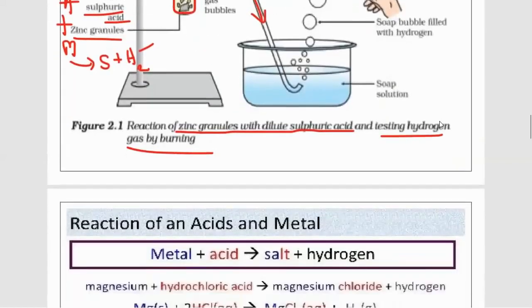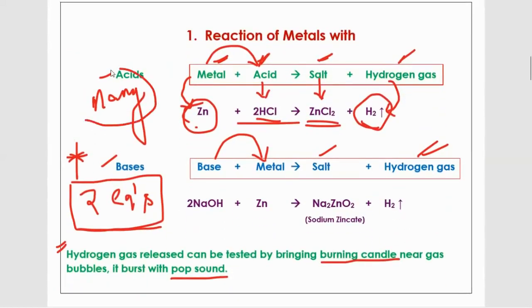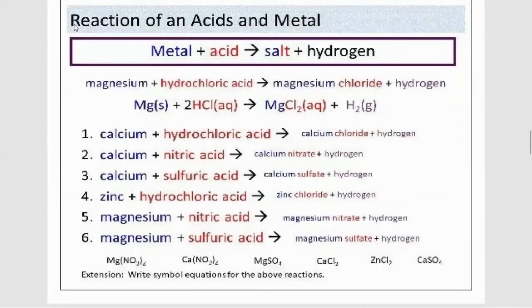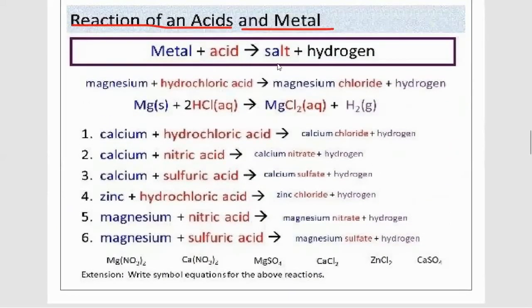Clear? Next. If you observe this slide, I told you there are many equations regarding this metal plus acid combination, and here you can observe the reaction of acids and metals. So metal plus acid gives rise to salt and hydrogen gas. Here you can observe magnesium is a metal, HCl is an acid, gives rise to a salt, that is magnesium chloride, and hydrogen gas is evolved.